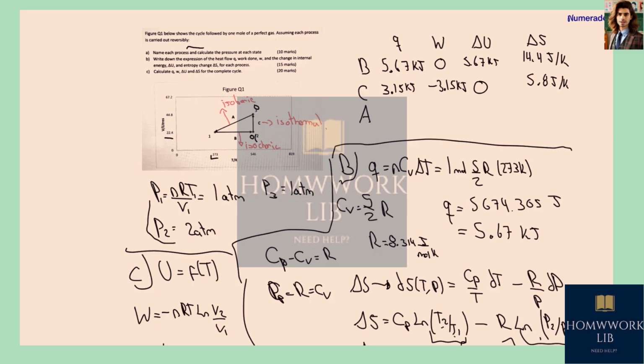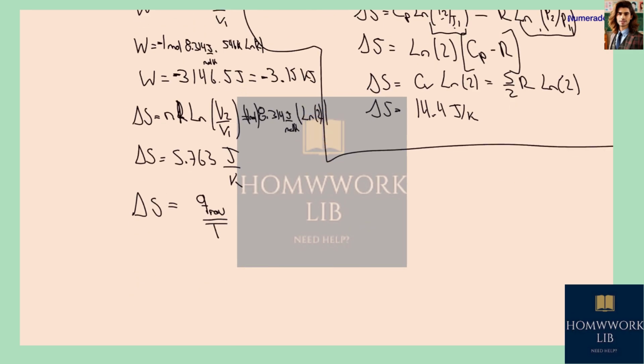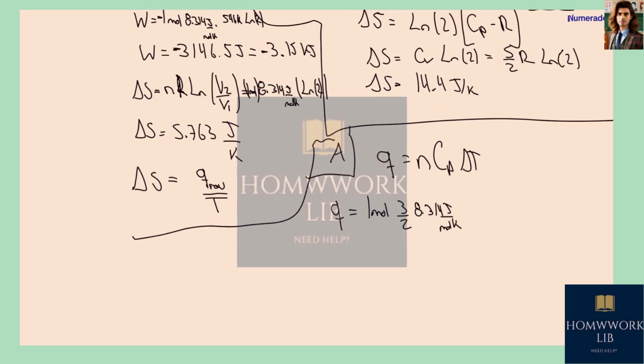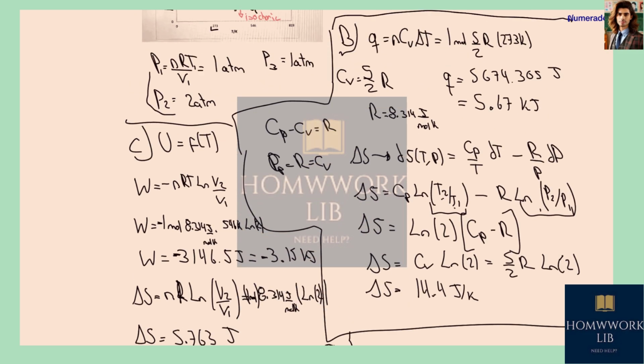And finally, for process A, which is going to be an isobaric process, the heat would be equal to n times Cp times delta T. Remember that the Cp is going to be equal to 3/2 of R. So 1 mole times 3/2 of R, which is 8.314 joules per mole Kelvin. Oh, sorry, actually, here I just realized that I made a mistake. The value for Cp is 5/2 of R. Yeah, I got it the other way around.